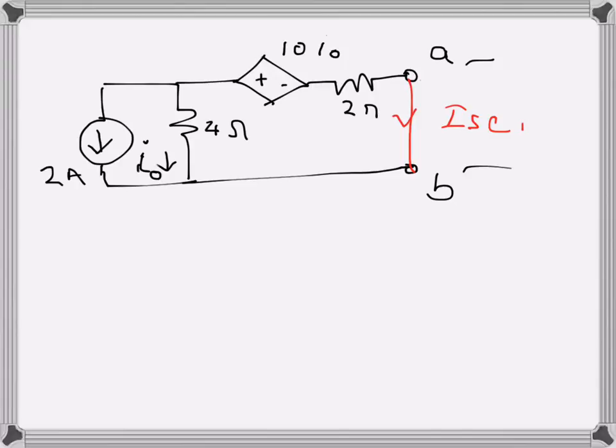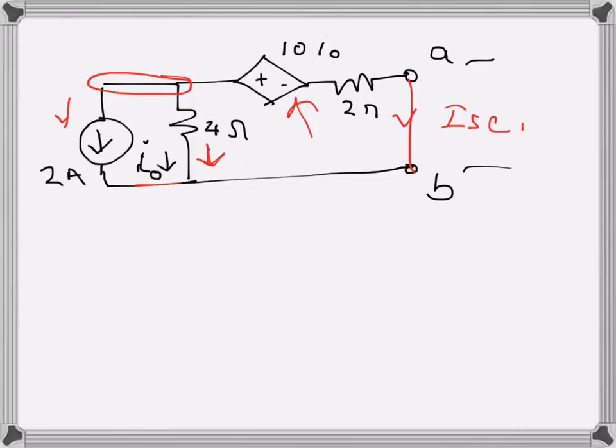Let's try to find it. So there is a voltage dependent current source here, and this is the control current which goes through the 4 ohms resistance. So I will apply node voltage method to solve this one. So basically there will be just one equation, this is the node here, and I can see there is one outgoing current and this current is I naught.